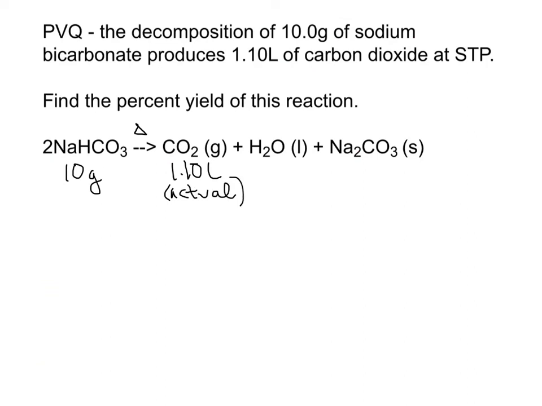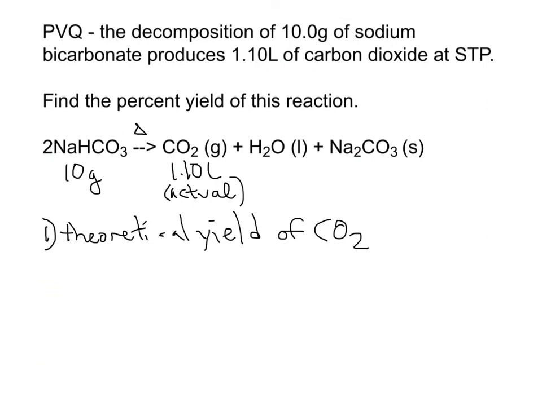So this is going to be kind of a 2-step process here. The first thing you're going to have to do is find the theoretical yield of carbon dioxide. So you're going to need to do a problem to work that out. That's a stoichiometry problem. And then secondly, you're going to do the calculation to determine the percent yield.